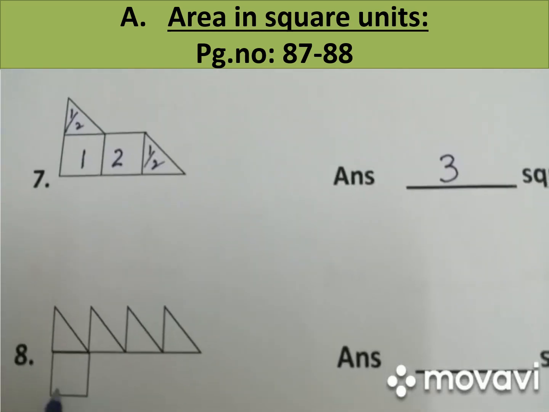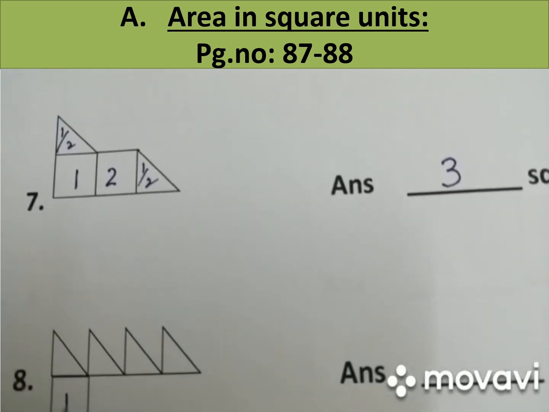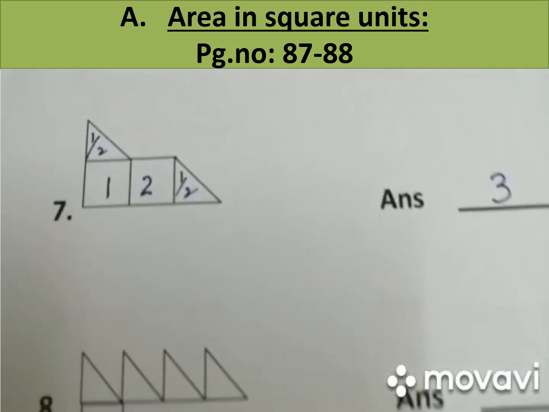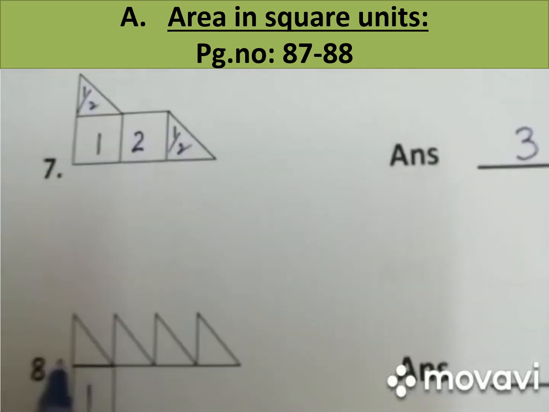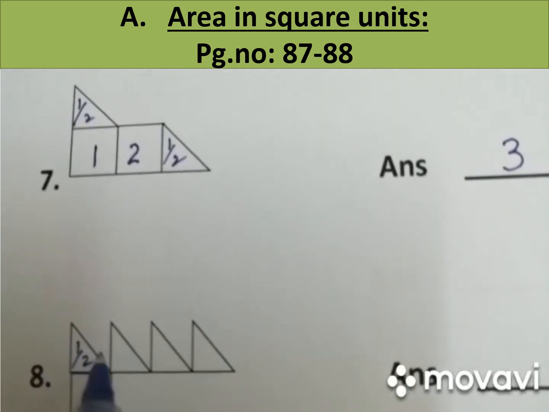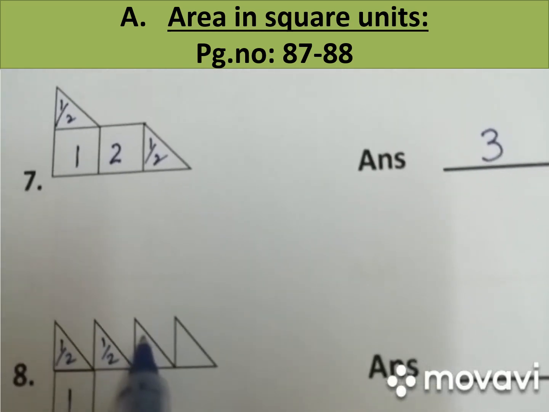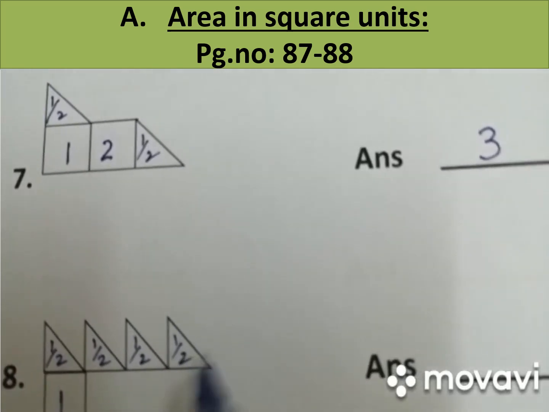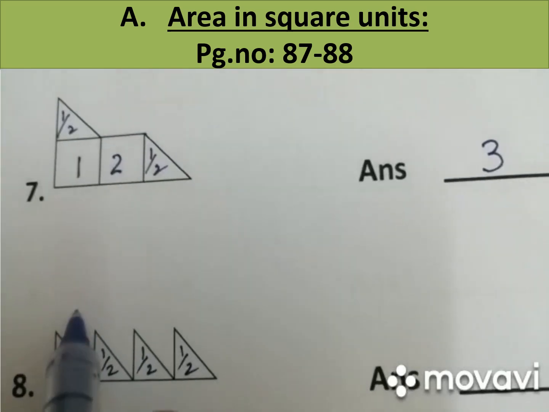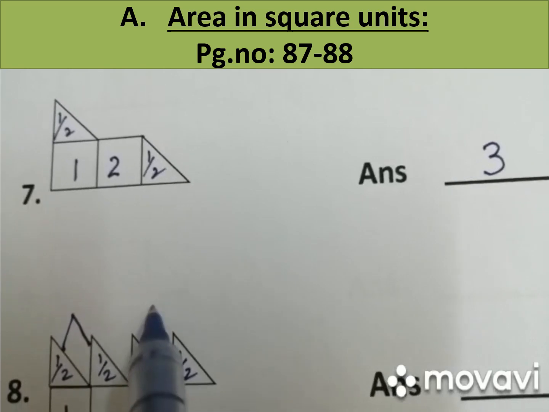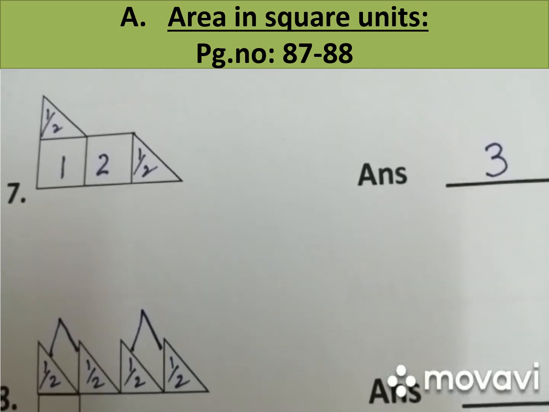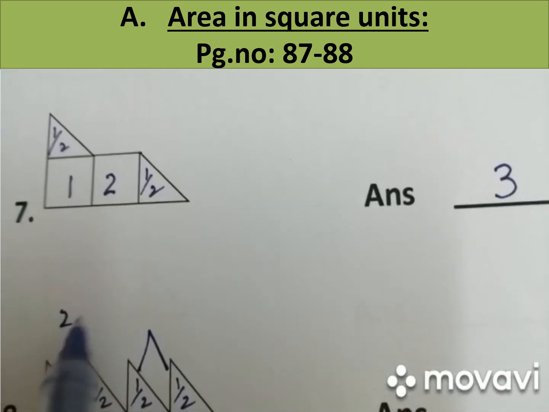Part 8. What is this? We can write here 1. And what will we write here? This is half, this is half, this is half, this is half, and two halves make up a one. Two halves make up a one square. That means one, and we can write here two.